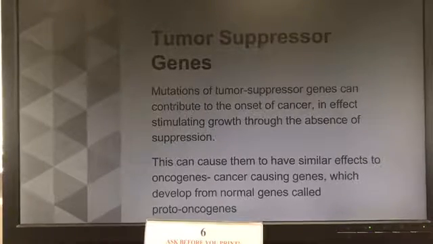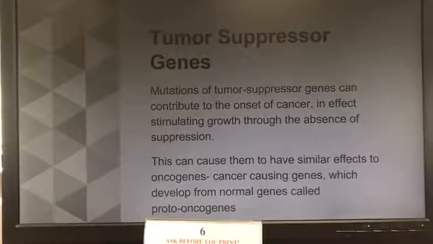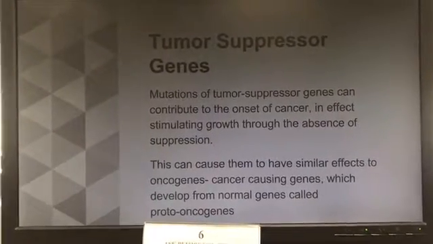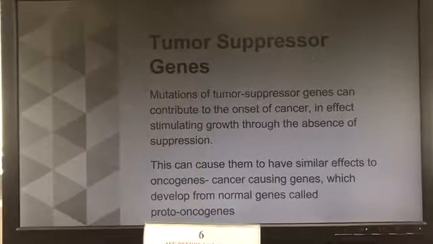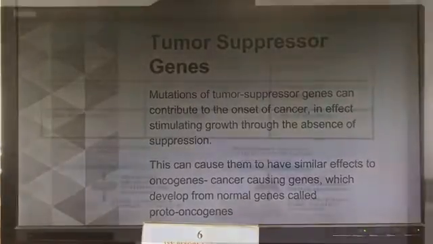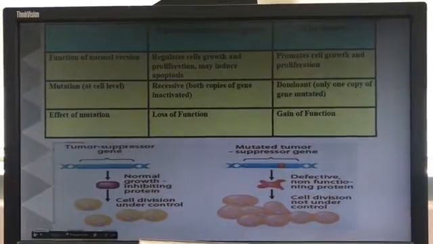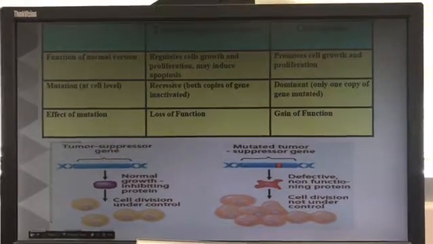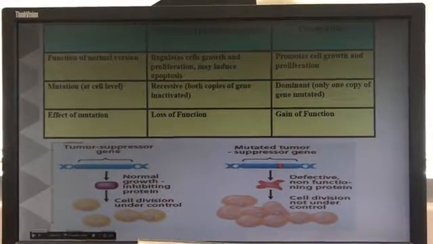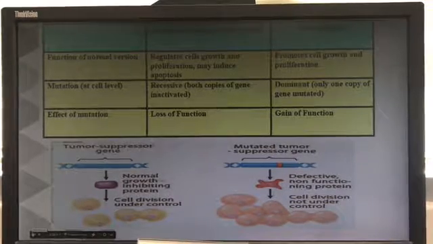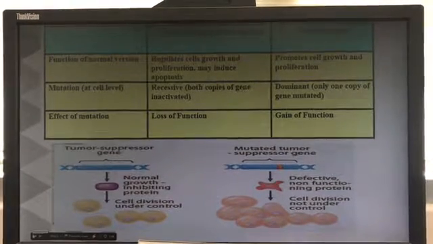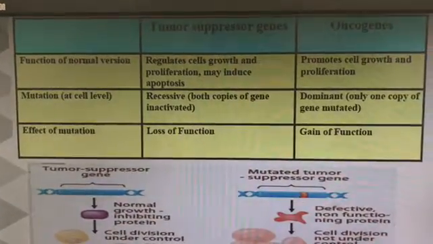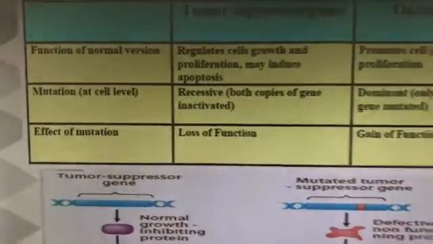Now, this can cause tumor suppressor genes with mutations to have similar effects to oncogenes. Oncogenes are cancer-causing genes which develop from normal genes called proto-oncogenes. Okay, so the very last thing I want is for you to get confused by that last bit of information I just gave you. So, I want to say that a tumor suppressor gene with a mutation is in no way an oncogene. It is in no way an oncogene. So, I've added a helpful little chart which will hopefully show you the differences between the two.